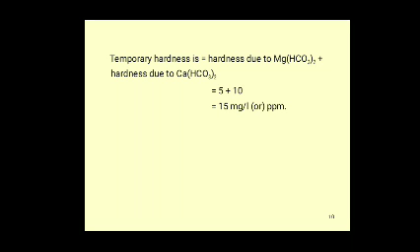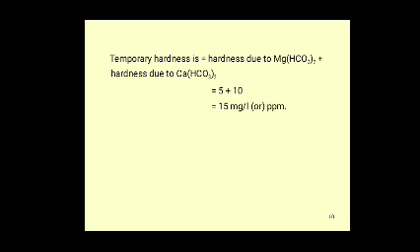What is ppm? The number of parts by weight of CaCO3 equivalents present in 1 million parts by weight of water is called parts per million. ppm is equal to 1 part of CaCO3 equivalents in 10 to the power of 6 parts of water.